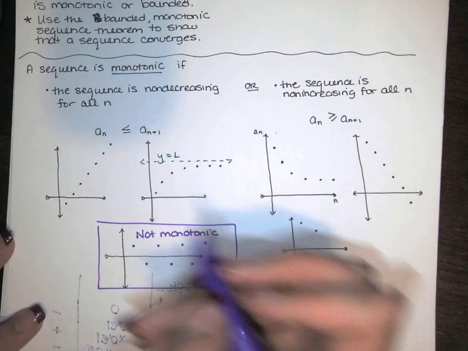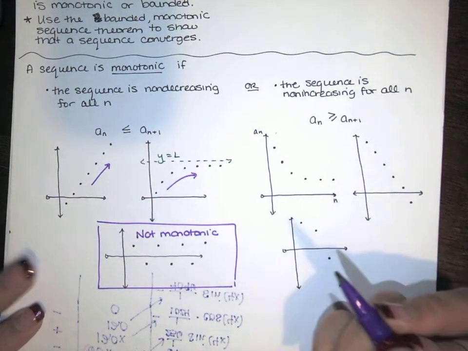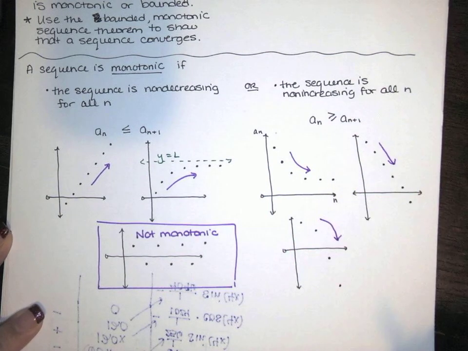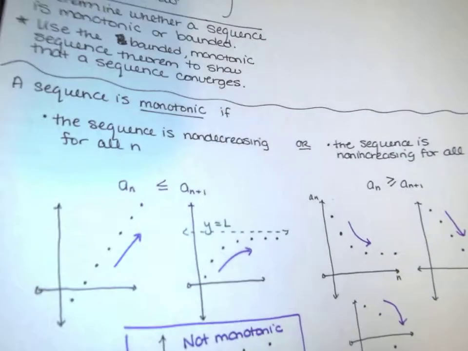But the others are all monotonic. That one's non-decreasing, that one's non-decreasing. This one's non-increasing, that one's non-increasing, and this one's non-increasing. So all of those are monotonic sequences. Now let's talk about what it means for a sequence to be bounded.